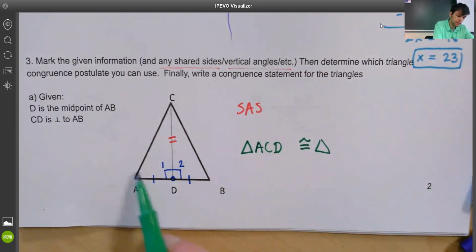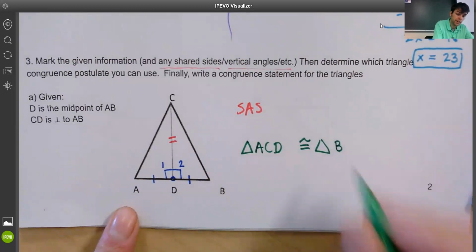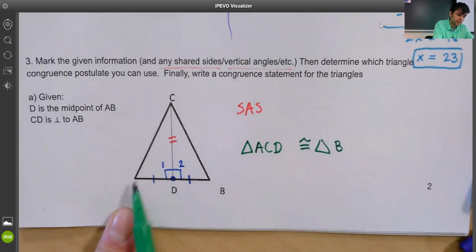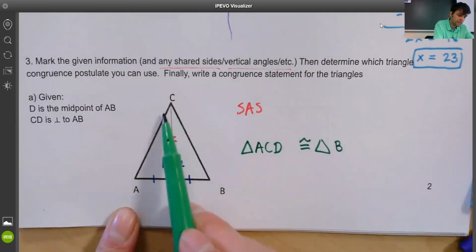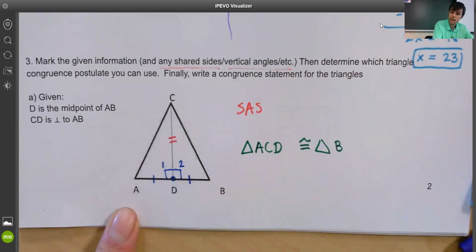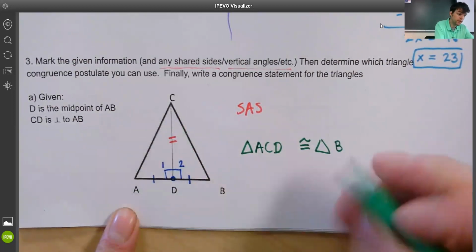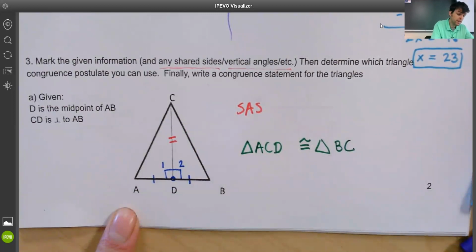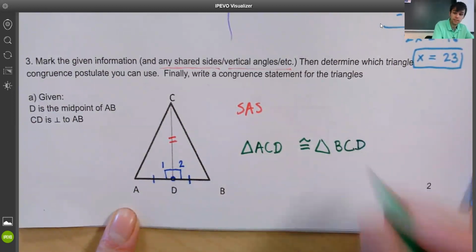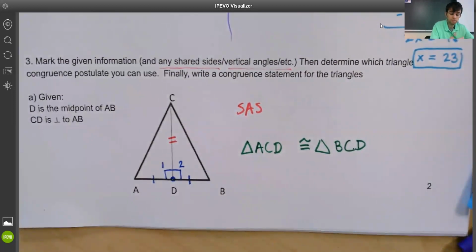So A, this angle at A, would correspond with this angle over here at B. So that needs to be the first letter for this triangle. This angle up here, C, would correspond with the other angle that happens at this vertex C as well in the other triangle. So C is the second letter. And then D, D also corresponds with D. So BCD is the appropriate naming for this second triangle.